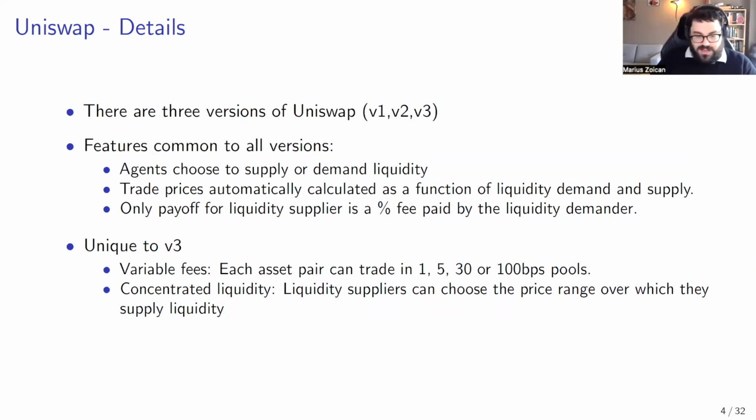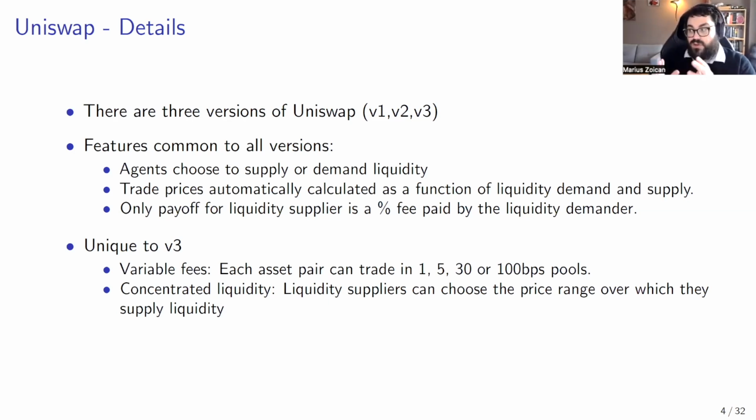Now, this is probably common knowledge for this audience, but it's worth mentioning that there are three versions of Uniswap: V1, V2, and V3. In all versions, there are common elements: participants will choose whether to mint liquidity, to supply liquidity, or to demand liquidity for swaps. The trade prices are automatically computed through the AMM, or the automatic market maker, and there's no spread. The only revenue for the liquidity supplier is a fee that's proportional to the traded volume, and that's paid by the liquidity demander. What does V3 bring new?